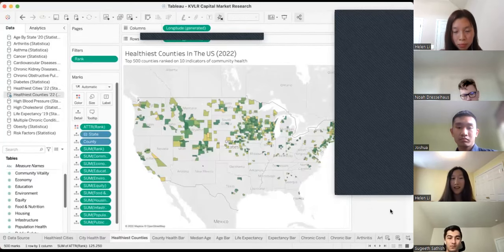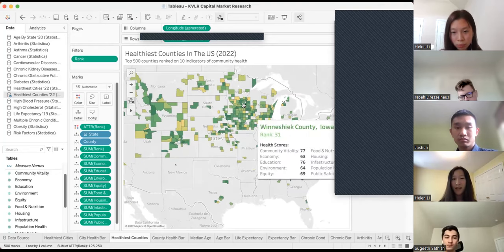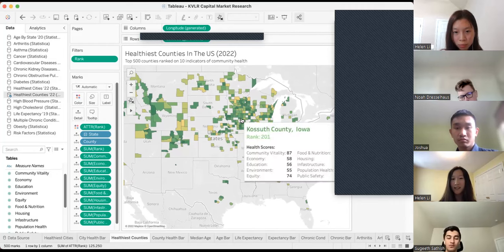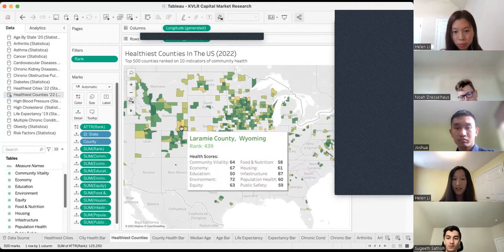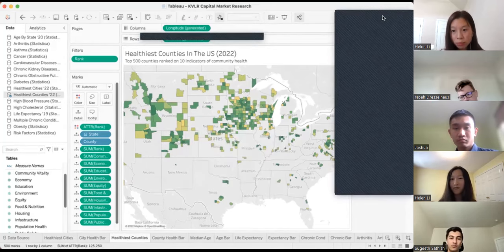Next, we have a study on the healthiest counties in the United States. And these are the top 500 counties ranked on 10 indicators of community health. And this study was done by the US News Report in collaboration with CVS Health. And we can zoom in on the map and again hover over the different counties to see their rankings and also the scores they received on their health aspects such as food and nutrition, population health, public safety, and more.